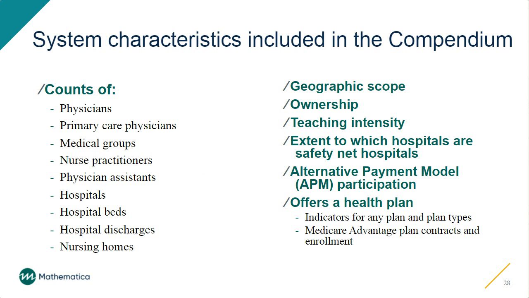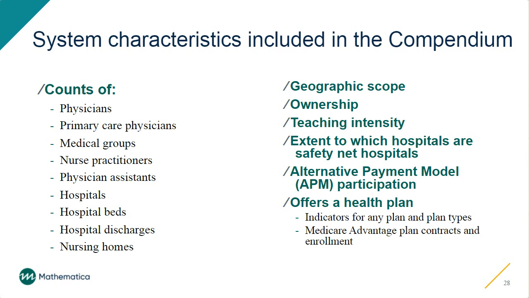System characteristics that are included in the compendium, this is where I alluded to earlier that in the compendium file, there's a lot more information over to the right that's just not shown on the screen. If you download the file, you'll find this wealth of information. So just to give you a sense of what's there, first, counts of providers, physicians, total and primary care, count of groups, advanced practice clinicians, and then counts of hospitals, beds, discharges, and nursing homes.